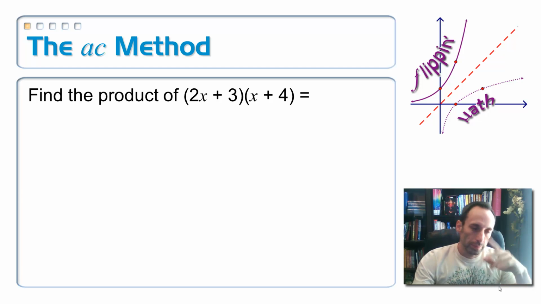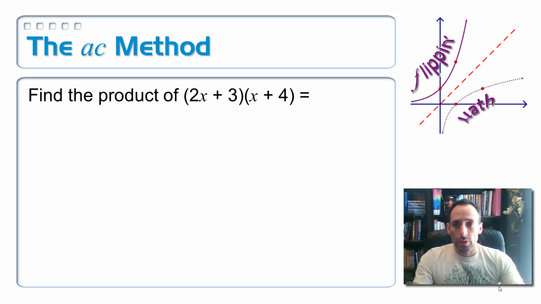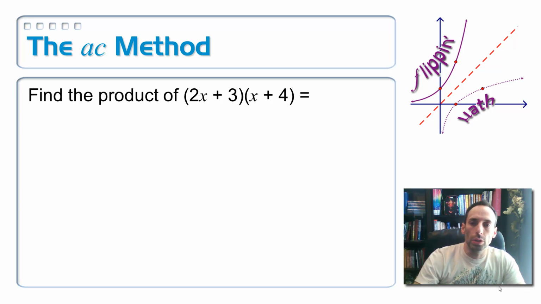So maybe you have seen by now that factoring is just like the distributive property and foiling going backwards. So that's what we're going to do here. We're going to examine this as an example, 2x plus 3 times x plus 4. We're going to FOIL it out and see if we can see some sort of pattern that'll let us know how to factor that. Okay?